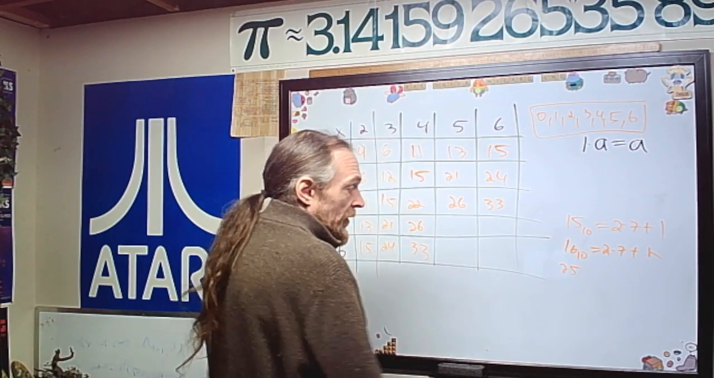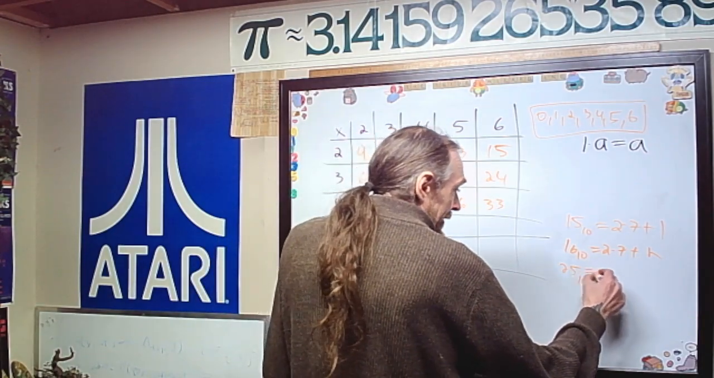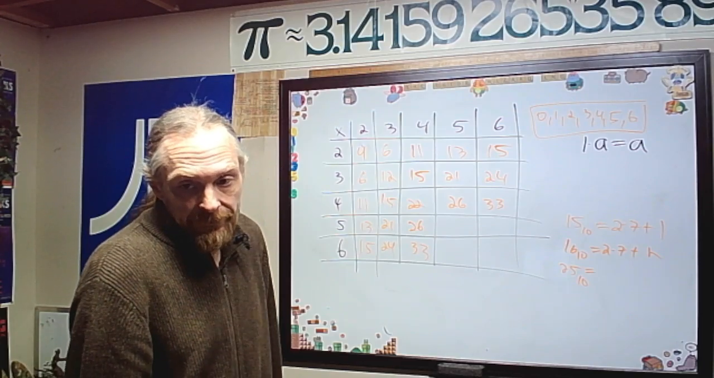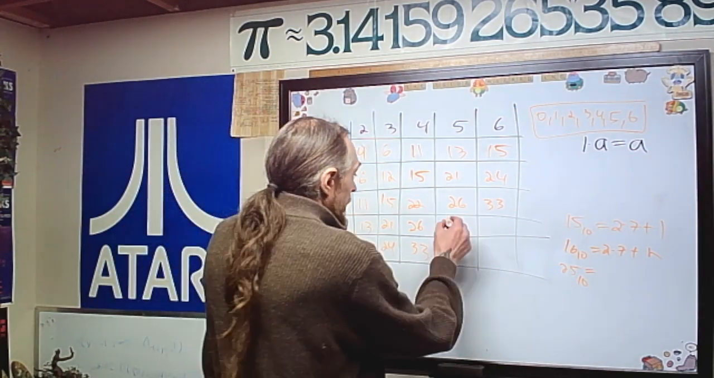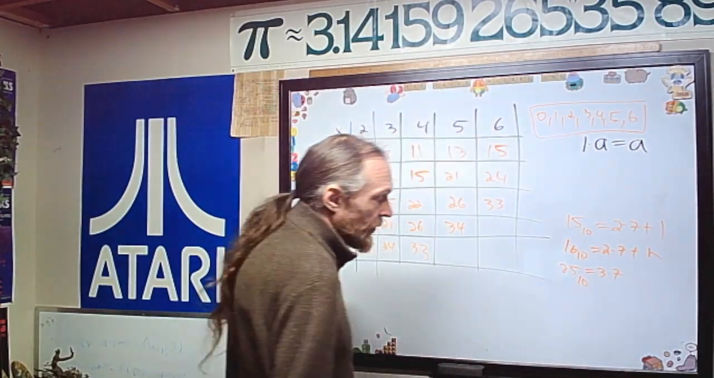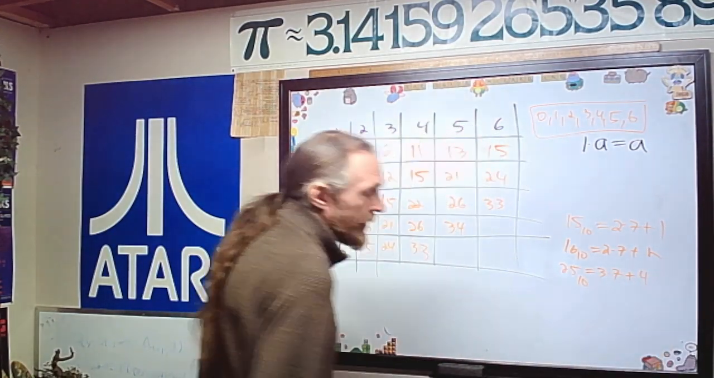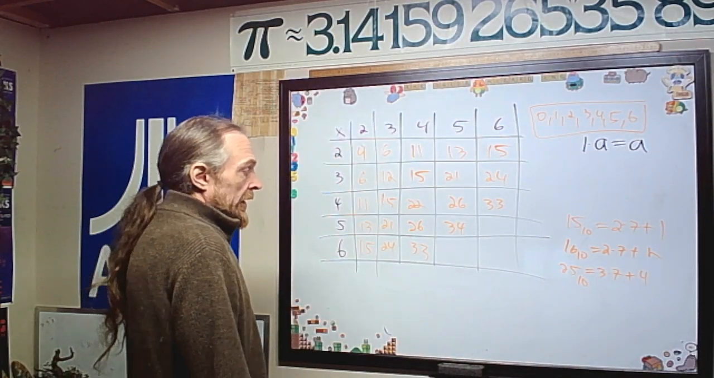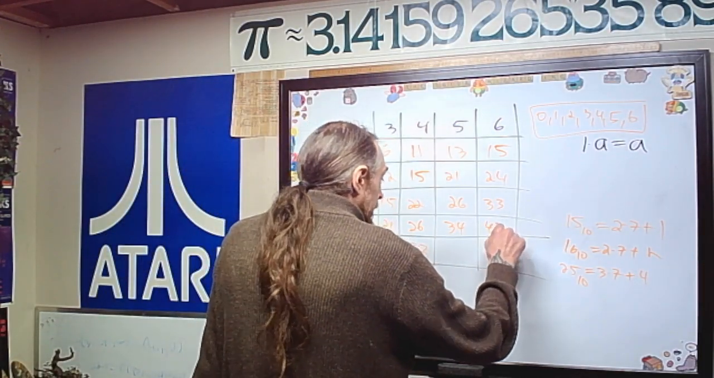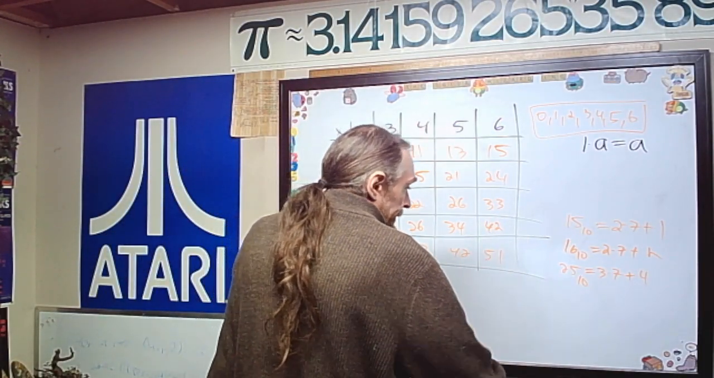Now try this one more out. 25 in base 10 is going to be what? 34, that's correct. Because it's going to be 3 groups of 7, 21 plus 4, is how you have to do this. And then this one is going to be, I'll just cheat, 42, 42, 51.